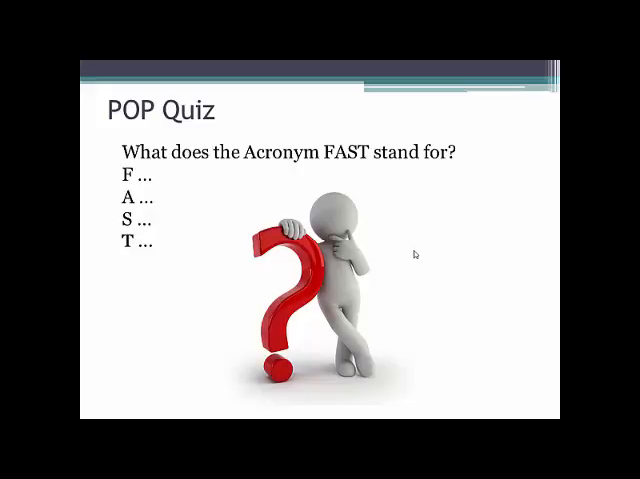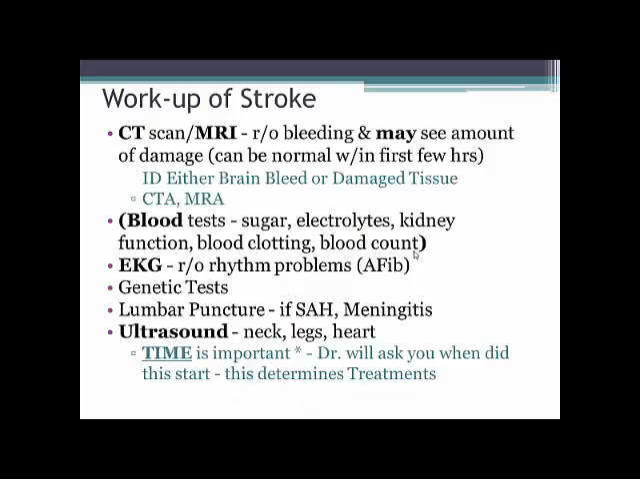So F stands for face, so there'll be some asymmetry in the face. A stands for arm weakness, so if you ask the person to lift both arms up, one side may be weaker than the other. S stands for speech difficulty or slurring of their speech. And T stands for it's time to call 911. So it's very, very important to drum this in and to understand and be able to recognize what a stroke looks like.